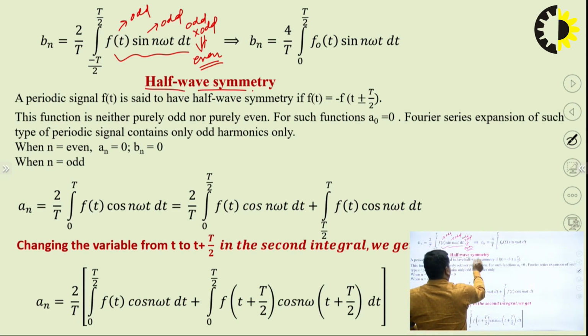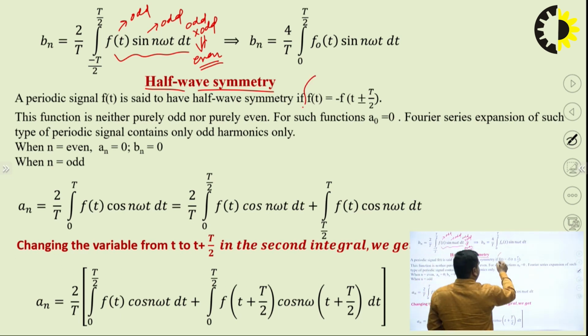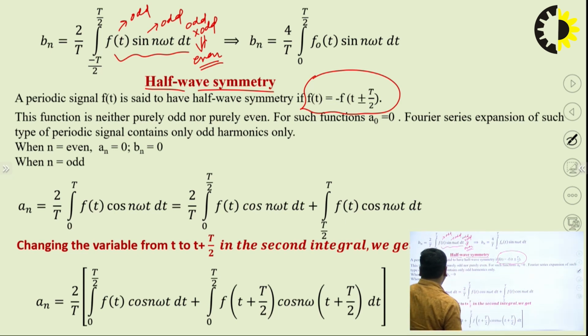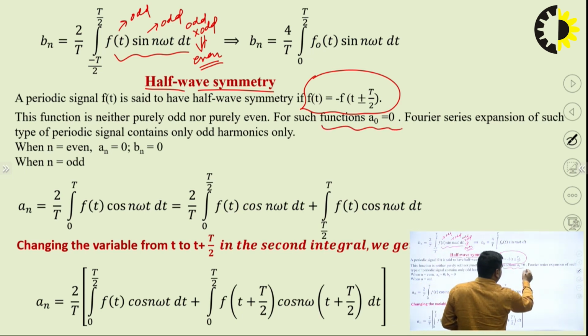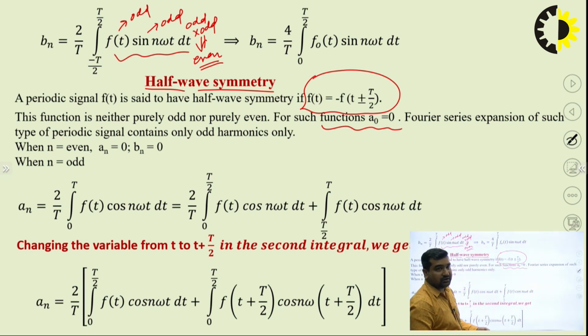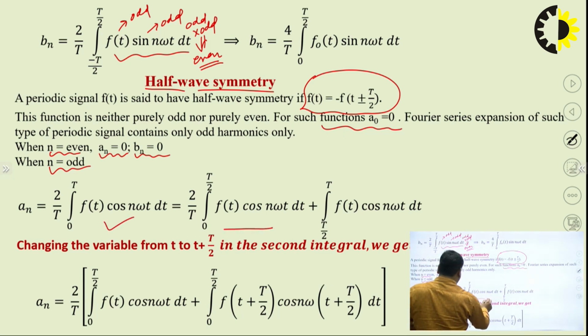Here it is half wave symmetry. A periodic signal f(t) is said to have half wave symmetry if f(t) is equal to minus f(t plus or minus T by 2). And in this function, it is neither purely odd nor purely even. So for such a case, a naught, that is the DC value of that particular waveform, becomes 0, and when n is even, then a_n is equal to 0 and b_n is equal to 0. When n is odd, then a_n becomes this one.